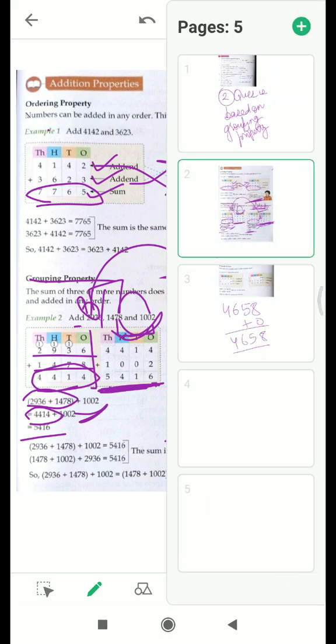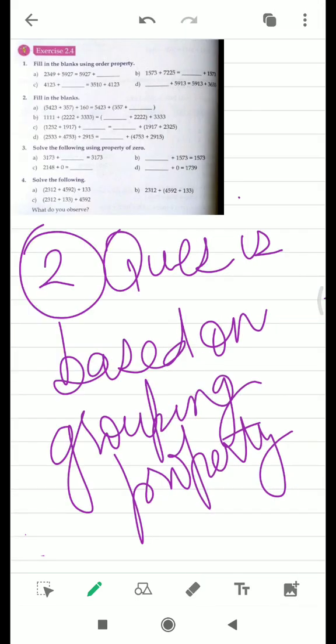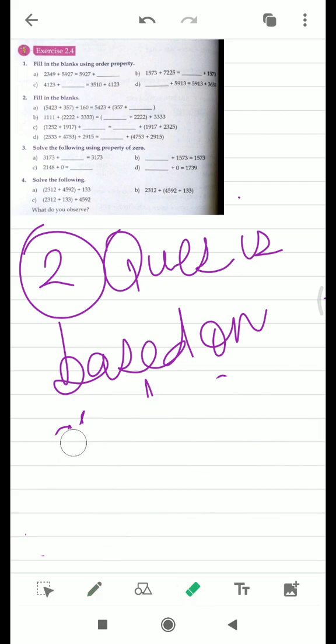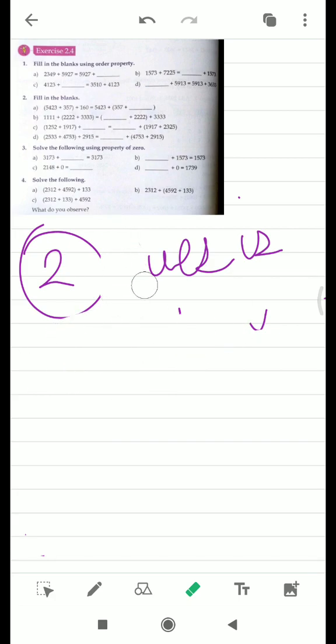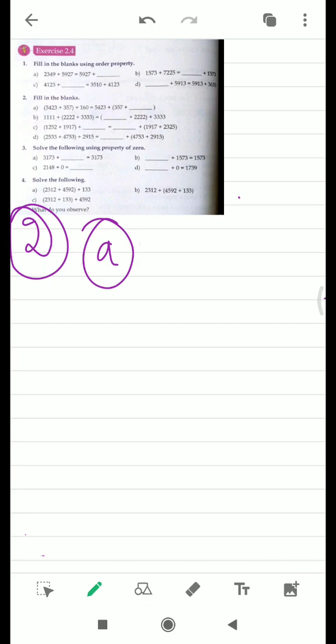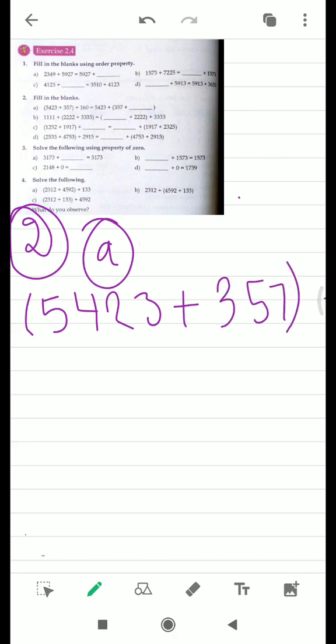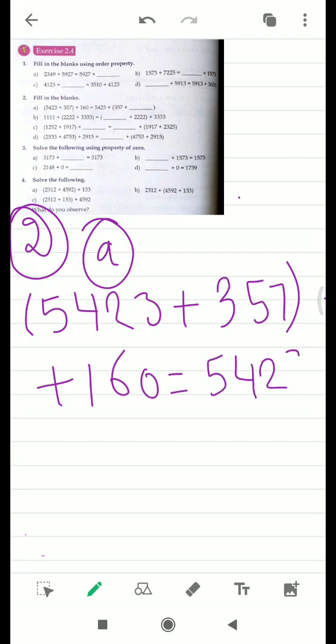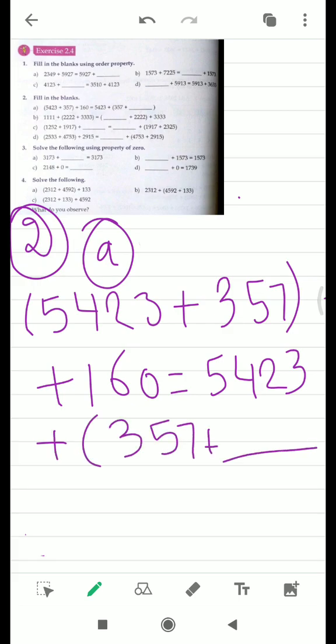So coming back to our exercise. So your question 2 is purely based on the grouping property. So let's get started how to do them. Your question number 2, A part, 5423 plus 357, then 160 is equal to 5423 plus 357 plus what should come here.